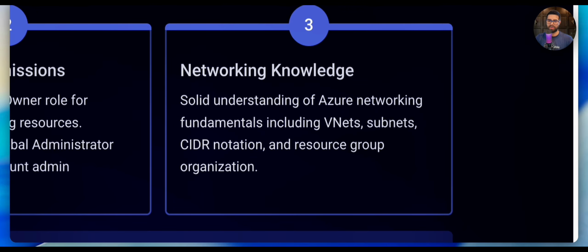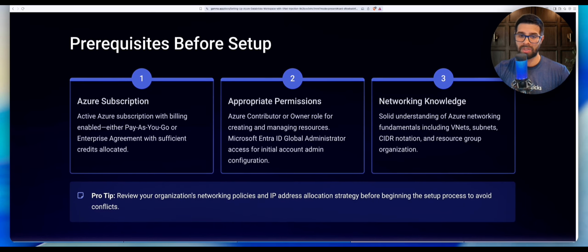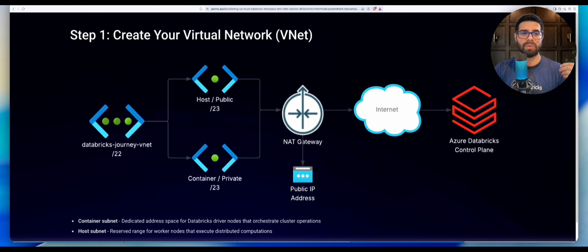is going to be very important. A pro tip: before setting up any networking in your organization, please review your internal policies and IP address allocation strategy to avoid any conflict. So step one, we want to create your virtual network.